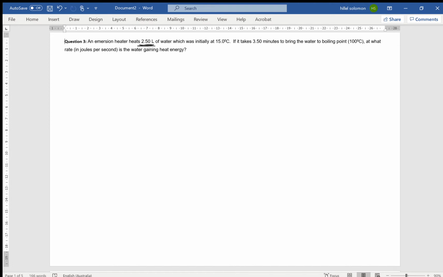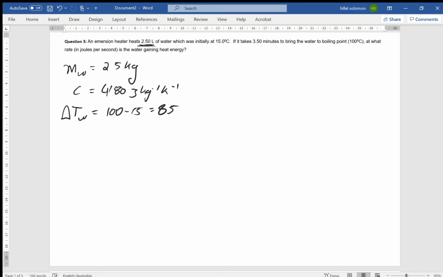We've got 2.5 liters of water. That means the mass of water is 2.5 kilograms. We know the specific heat capacity of water is 4180. And we're told in this question that the water starts at 15 degrees and ends at 100 degrees. So that means the change in temperature of my water is 100 take 15, which gives me a delta T of 85 degrees Celsius.